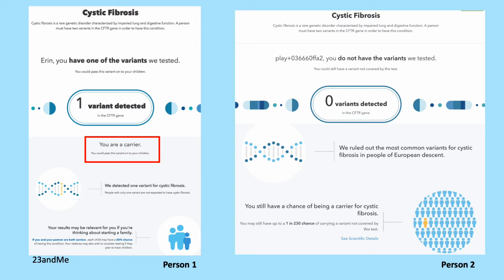She has a 1 in 2 chance of passing this on to her children, and if her partner is also a carrier, her child would have a 1 in 4 chance of developing the disease. On the right, however, the result shows that person 2 does not have any of the variants tested. However, this does not rule out the possibility of him being a carrier. For this person, there is up to a 1 in 230 chance that he has a disease allele for CF. For this particular disease, the tested variants are most prevalent in certain ethnicity groups, which are Europeans, Hispanic or Latino, and Ashkenazi Jewish people.